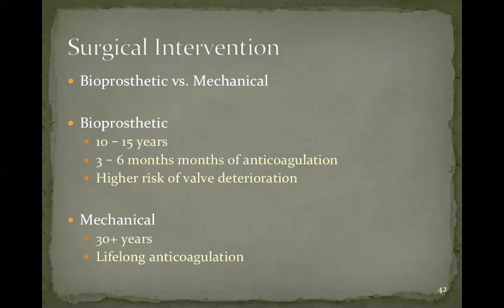So if surgical intervention is thought to be the best management for definite correction of aortic stenosis, you get to the point where you want to discuss with your cardiothoracic surgeons which type of valve is preferred, if you want to use a bioprosthetic valve or a mechanical valve. Both have their risks and benefits. If you use a bioprosthetic valve, they last about 10 to 15 years, but they don't need long-term anticoagulation. You can get away with 3 to 6 months. But they also have a higher risk of valvular deterioration. If you're going to use a mechanical valve, they last quite a bit longer, but they have to be on lifelong anticoagulation.